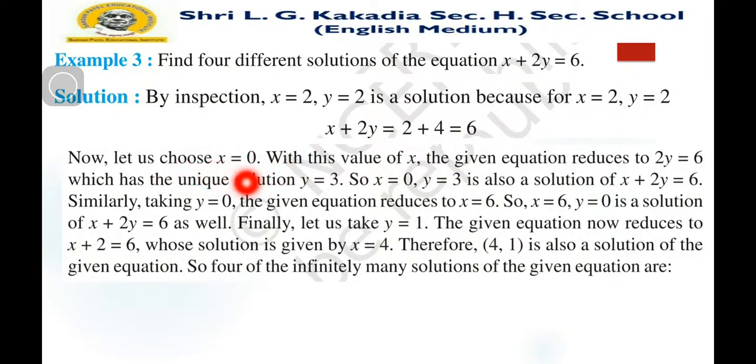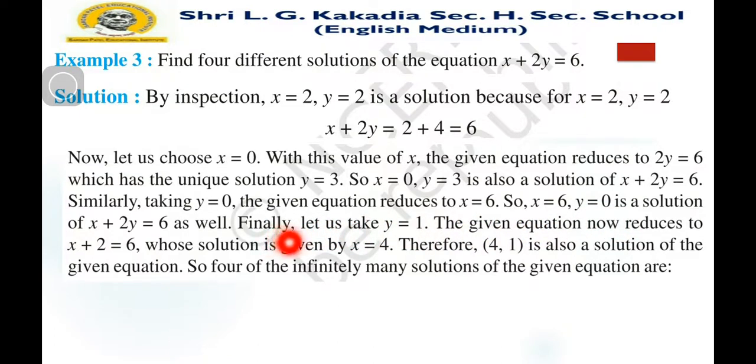Similarly, taking y is equal to 0, the given equation reduces to x is equal to 6. So x is equal to 6 and y is equal to 0 is also a solution of x plus 2y is equal to 6. Finally, let us take y is equal to 1. The given equation now reduces to x plus 2 is equal to 6, whose solution is given by x is equal to 4. Therefore (4, 1) is also a solution of the given linear equation.